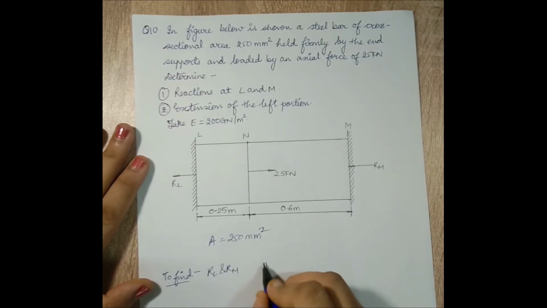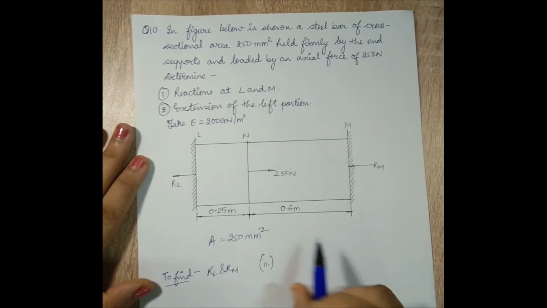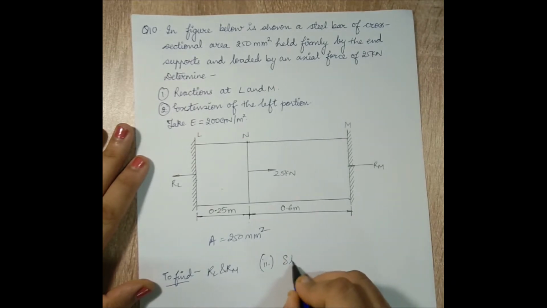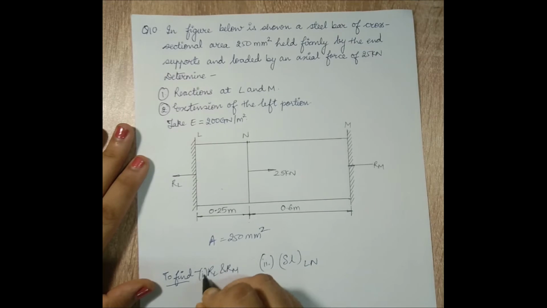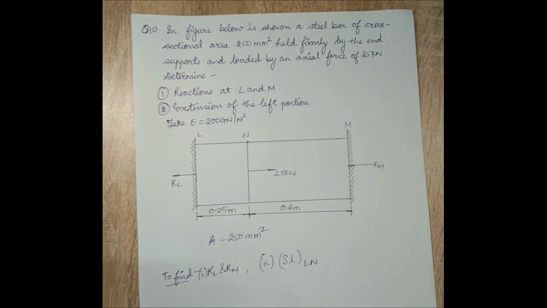And the second thing that I need to find is the extension of the left portion, which means I have to find the extension of the LN portion. So this is the first thing and this is the second thing which I need to find.